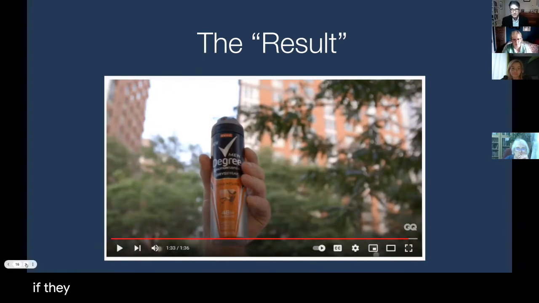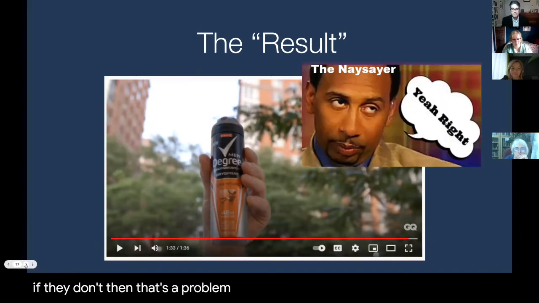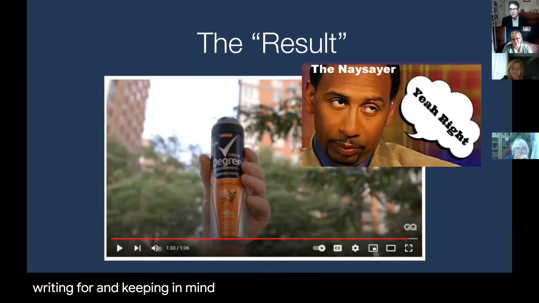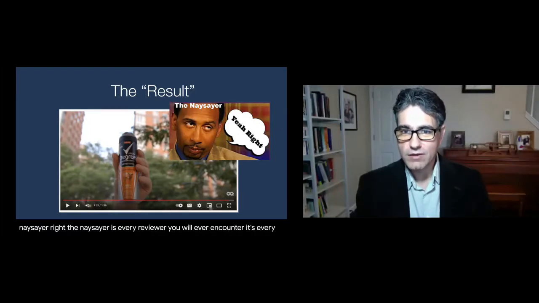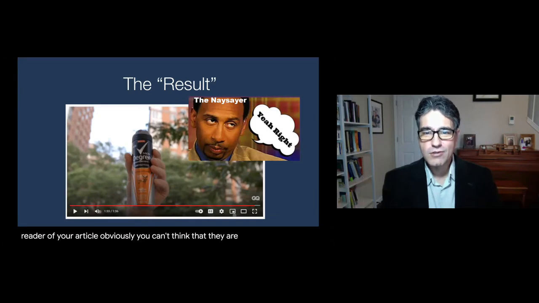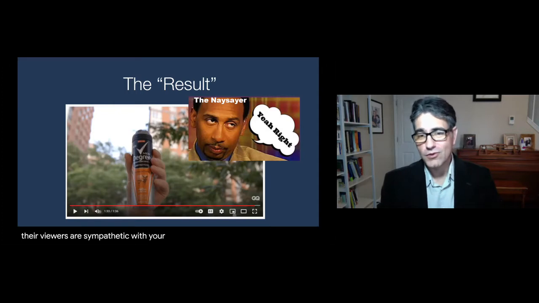And if they don't, then that's a problem, because this is the person you need to be writing for and keeping in mind whenever you're writing your research: the naysayer, right? The naysayer is every reviewer you'll ever encounter. It's every reader of your article. Obviously, you can't think that the editor of the journal or the reviewers are sympathetic with your research, your method, or your findings. They are going to be a critical reader.